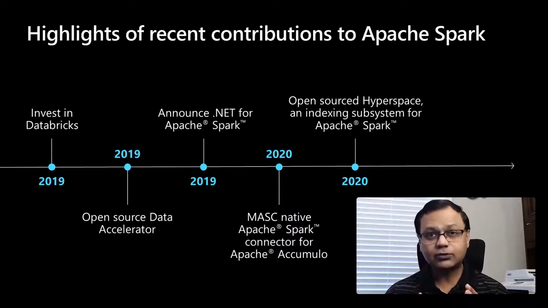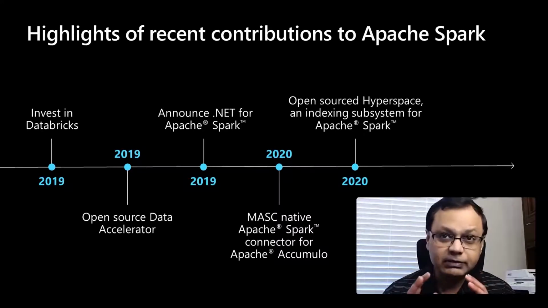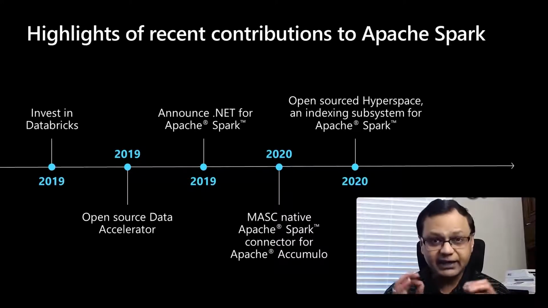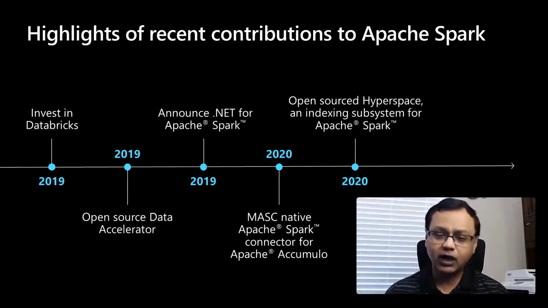We open sourced Data Accelerator, a project to help write Spark streaming apps faster. There's Hyperspace, an indexing subsystem for Spark, which we open sourced earlier this year. And then there are all sorts of contributions to other Apache projects that didn't make it into this timeline, including our contributions to the Yarn Federation and Project Mercury for Yarn back in 2017 and 2018.